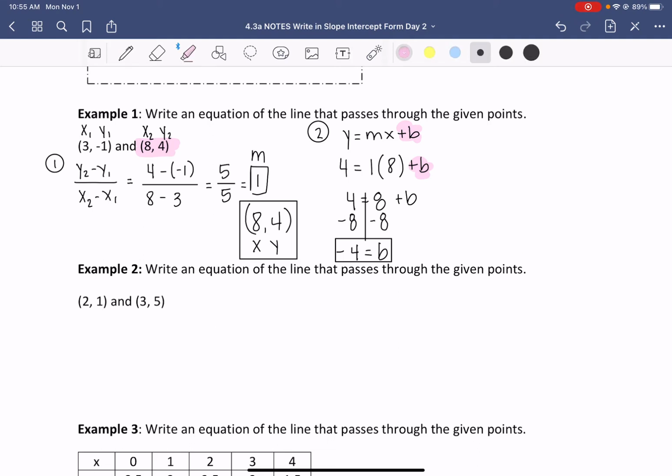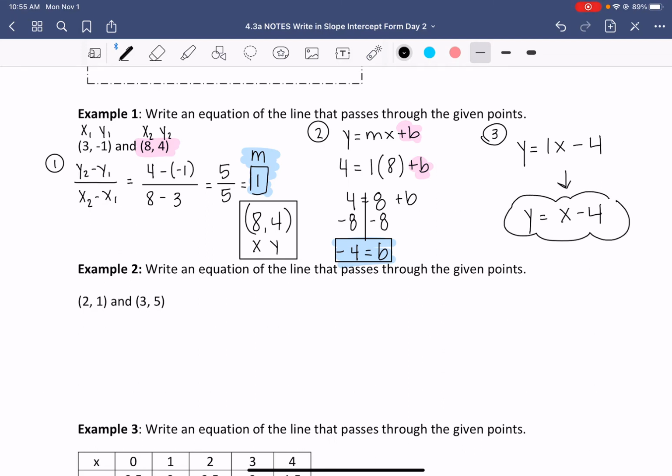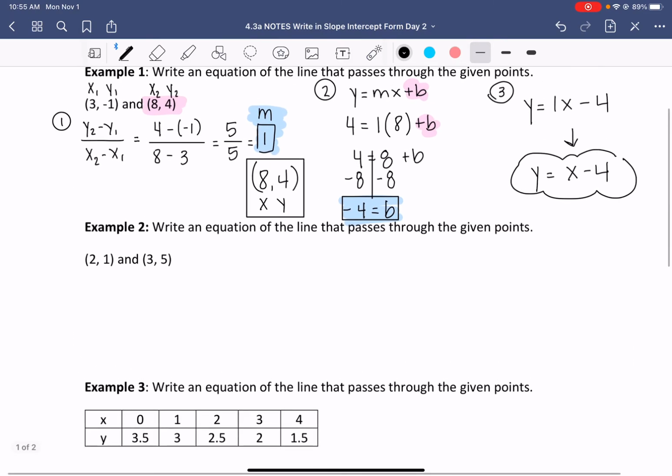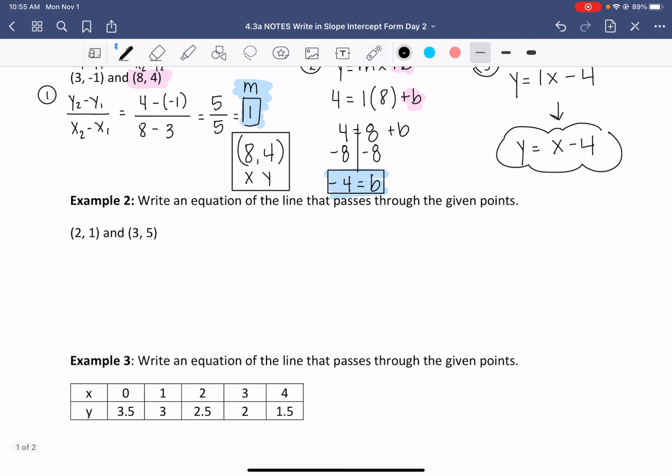So again, once you have your m and once you have your b, which is your y-intercept, you can create an equation. So y equals, our slope is 1, so 1x, and then our b is -4, which is the same thing as y equals x minus 4. Okay, so I'm going to do this next one, and then example 3 you're going to do by yourself. Write an equation of a line that passes through the given points.